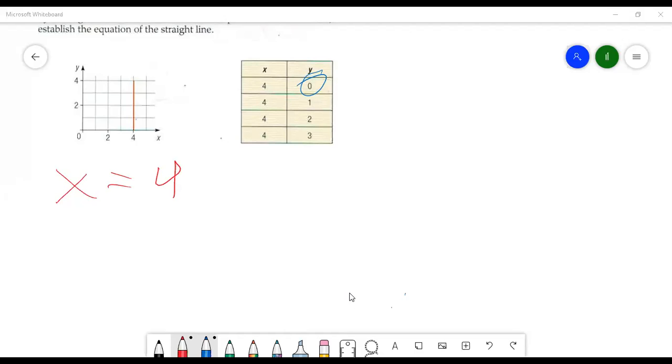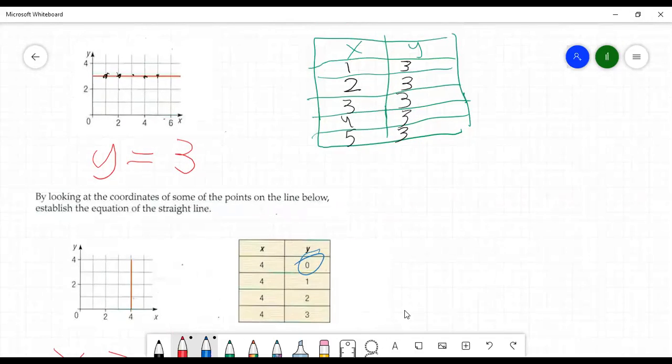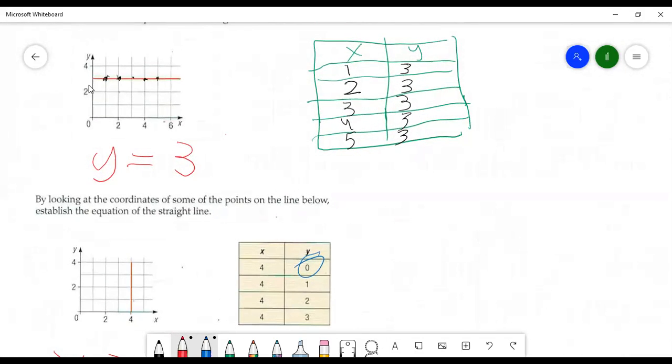Just the same as we did here: y equals 3, because all the values of y are constants. So our rule or our function is y equals 3.